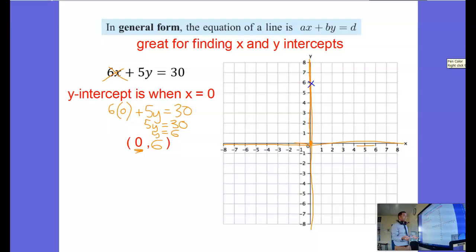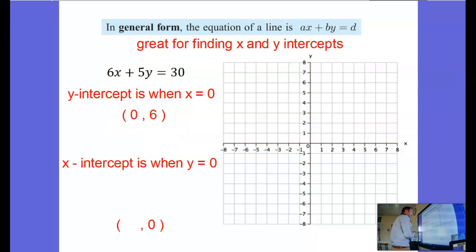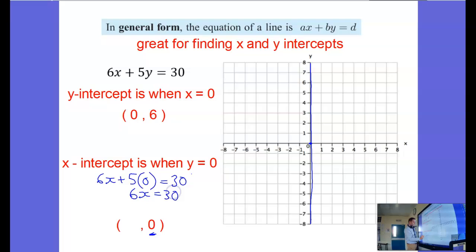To find the x-intercept, I'm going to do something very similar, but this time I'm going to substitute in where y equals 0. So my y-coordinate is 0, and if you think about the y-axis there, when I'm at 0, I must be on the x-axis. So when I substitute 0 in here, I get 6x plus 5 times 0, that's going to be 0. And so therefore 6x equals 30. Divide by 6 and I get x equals 5. And so when x equals 5, y equals 0.